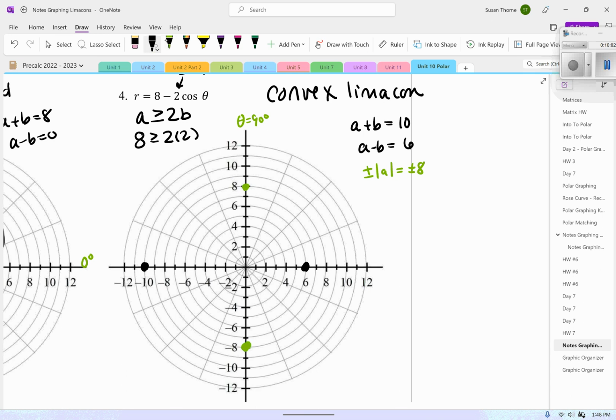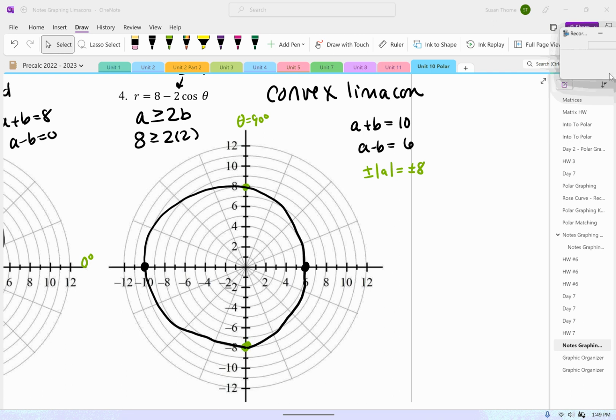So for this one, again, it's going to look like a flat circle, and the flatter part is on the side with the 6. So it kind of goes out. I'll try to draw the best circular graph I can. So this would be the graph of our convex limacon.